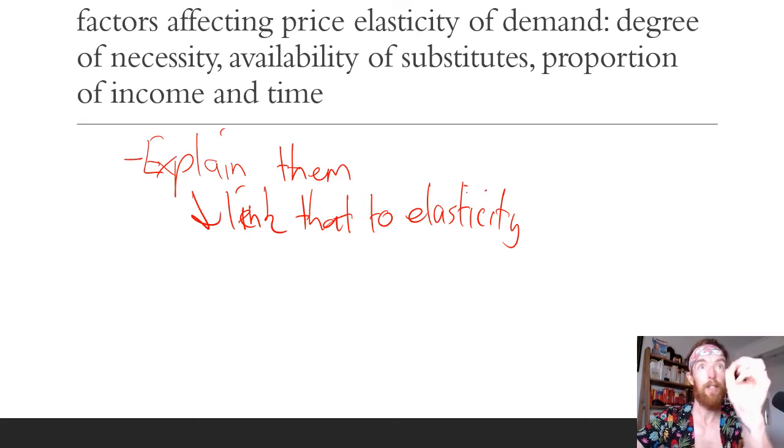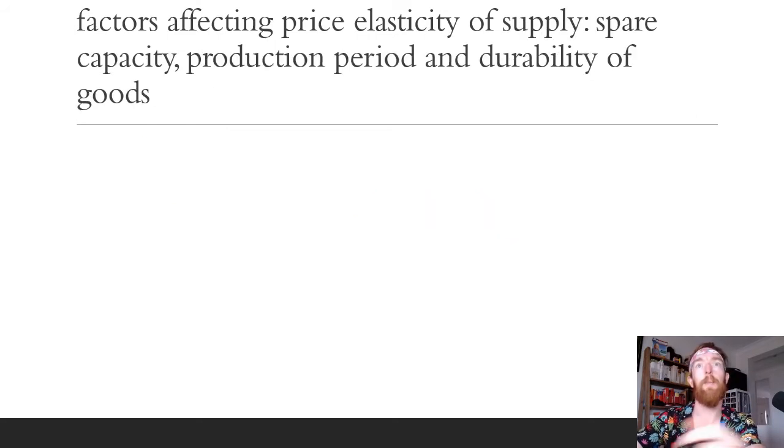Being able to name that factor is really important. This is the terminology that VCAA likes, so you should try to use those, and then explain it using examples if possible. For supply, the factors affecting elasticity of supply are spare capacity, production period, and durability of goods.